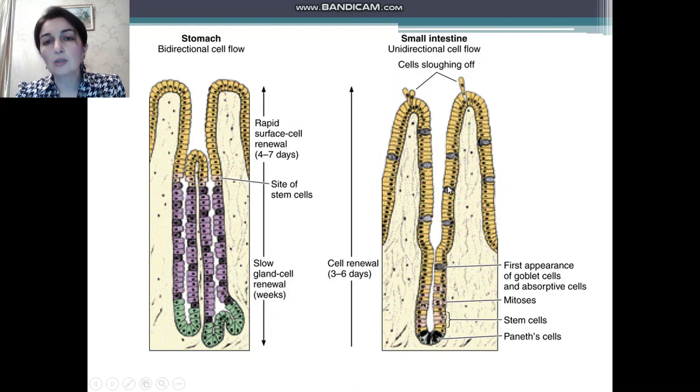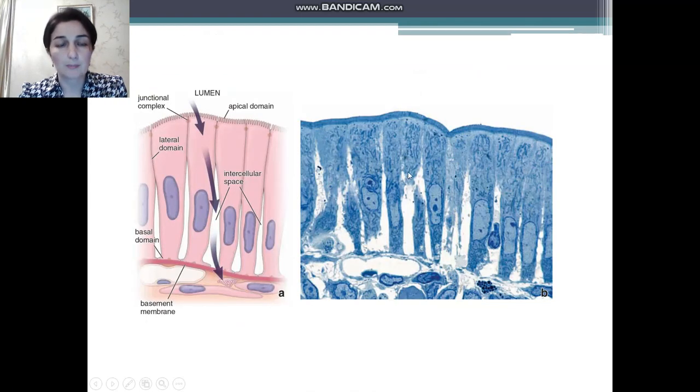But if we are talking about the intestine, these regenerative cells are located near the base of the intestinal glands, and they will have unidirectional cell flow. They will move upward. The rate of renewal here is approximately 3 to 6 days. That is faster than in the stomach.